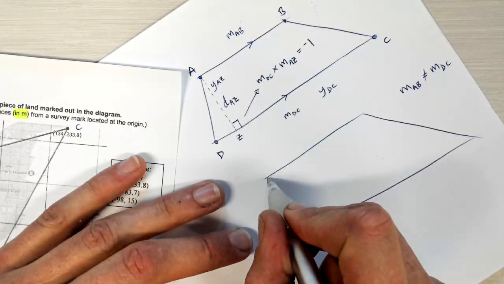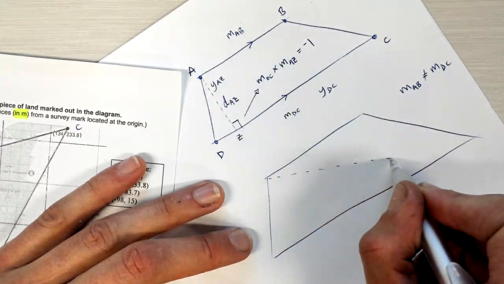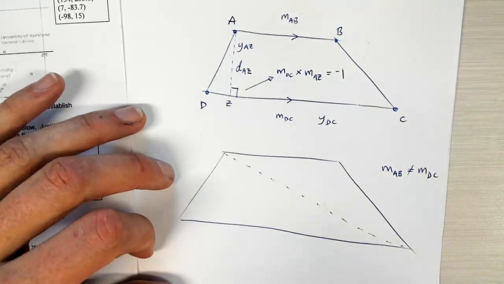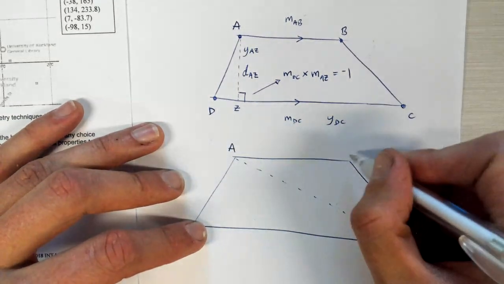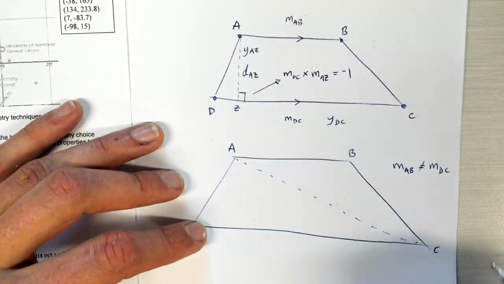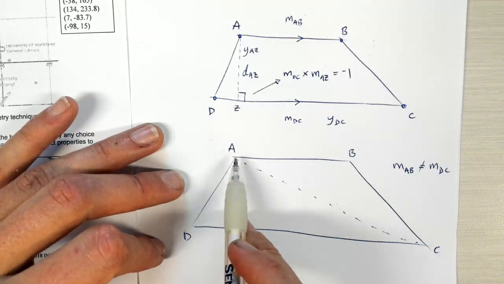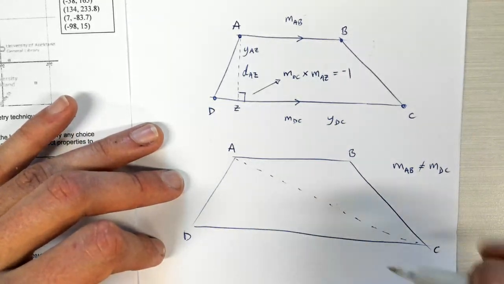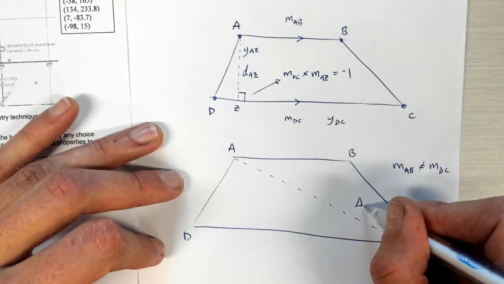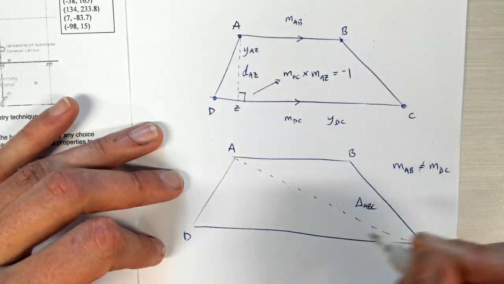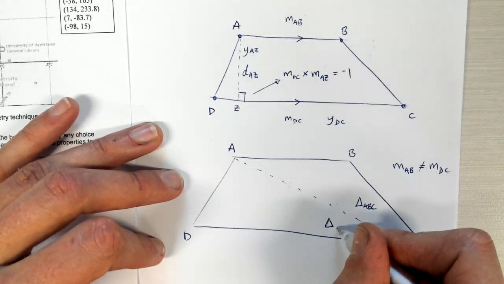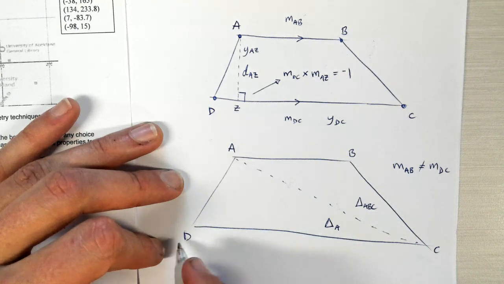So maybe I do a cut down here. Oh, it's not very straight. Oh well, we'll live. Right, so we've got A, B, C, D. And we're going to have to deal with the area of triangle ABC, and we're going to have to deal with the area of triangle ACD.